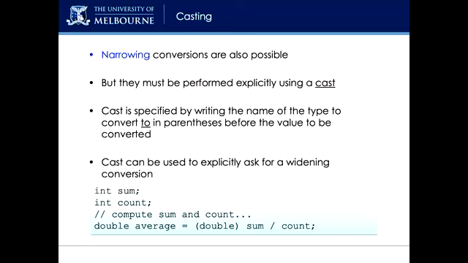I'm not sure if I understood you correctly, but in sum and in count, they'll only become double type when we're doing the calculation. So you're not actually converting them to doubles. You're simply converting the calculation to a double calculation. Yes. Thank you.